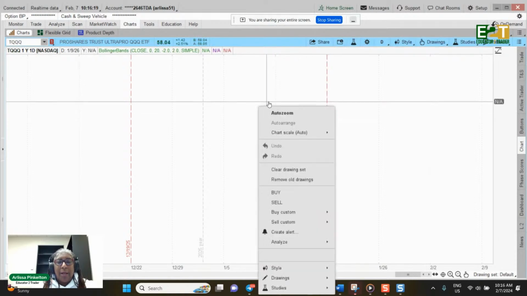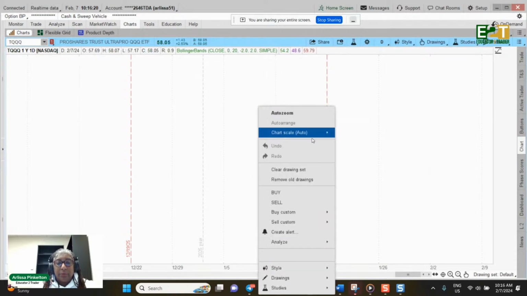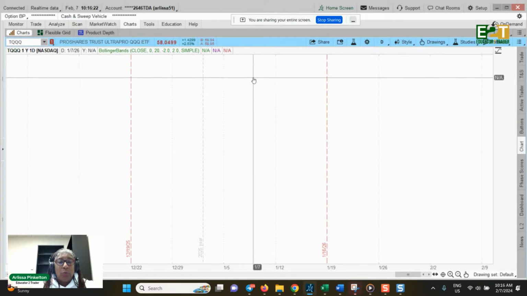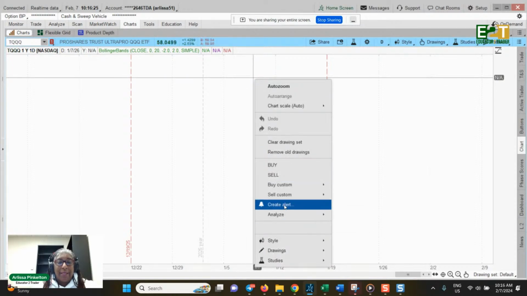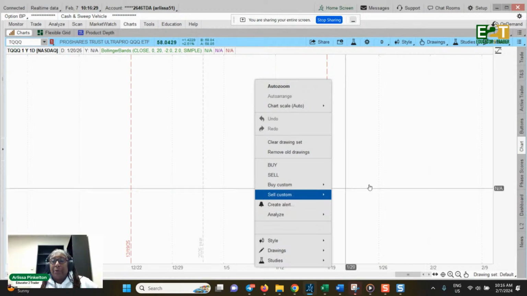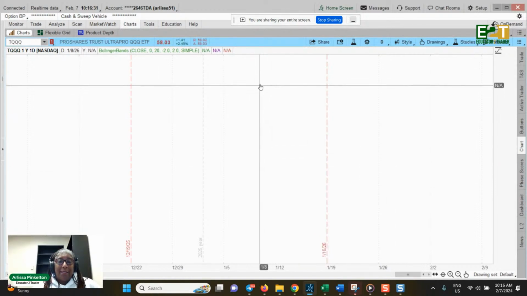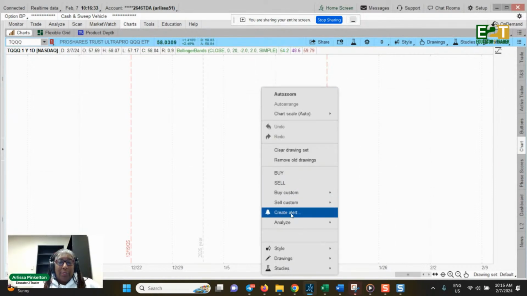Where are we? You can right click. Okay, I'm on the chart. I did a right click on my mouse. It says create alert. Create alert is here. I did a right click. Create alert is a thing.